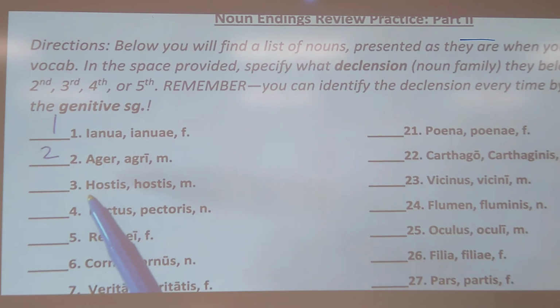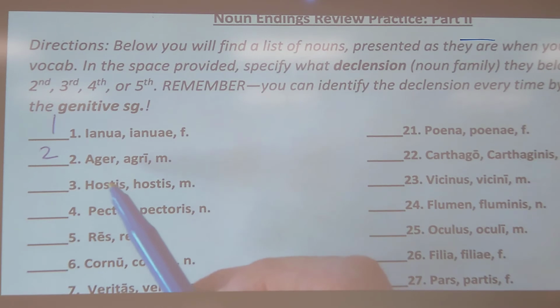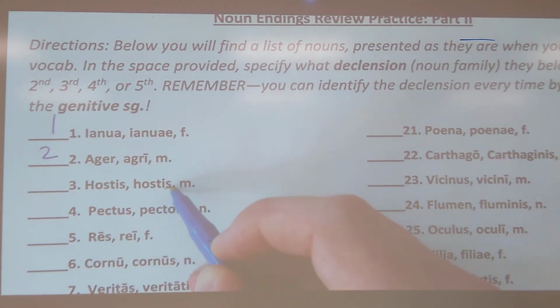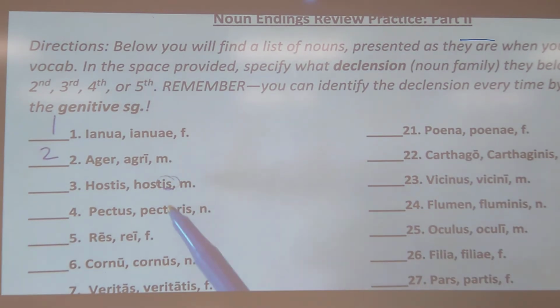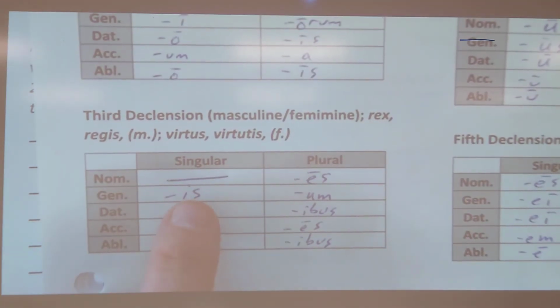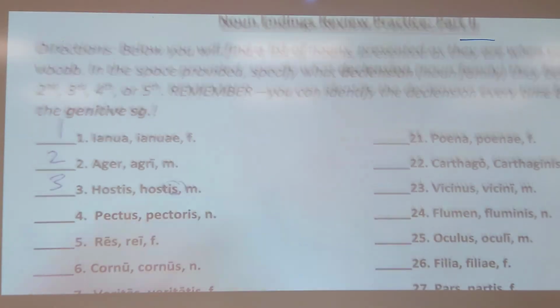All right, and then looking at this one here, hostis, hostis, masculine. Nominative singular and genitive singular here actually look exactly the same, but that's kind of weird, but it doesn't really matter because all we're doing is looking at the genitive singular, and it's is, short is. We know this is genitive singular, so we look at our chart, and once again, there is only one declension where the genitive singular is short is, third. So we would write a 3.